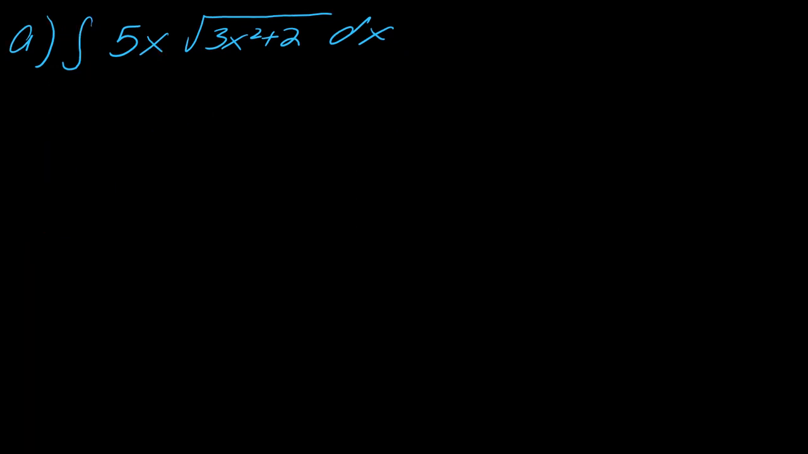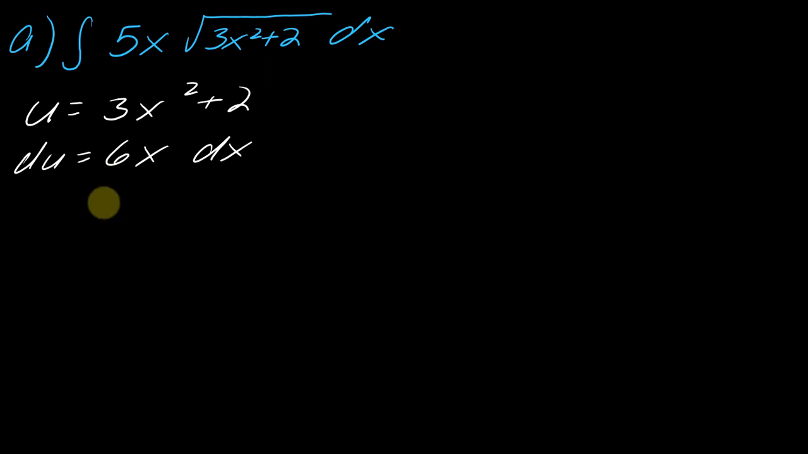So starting with the first example. I've got 5x times the square root of 3x squared plus 2. So my u in this case will be 3x squared plus 2, and I get confirmation that I chose the right u when I take my first derivative. So my du in this case is 6x dx, so this at least gets rid of this x part here.